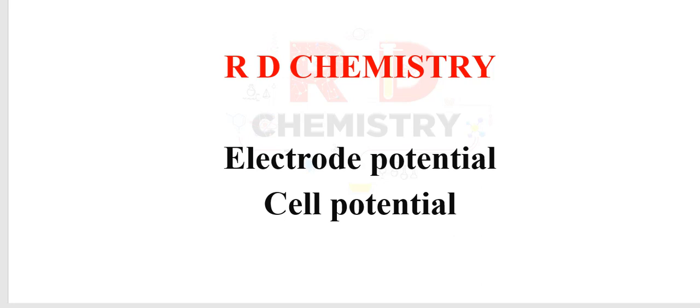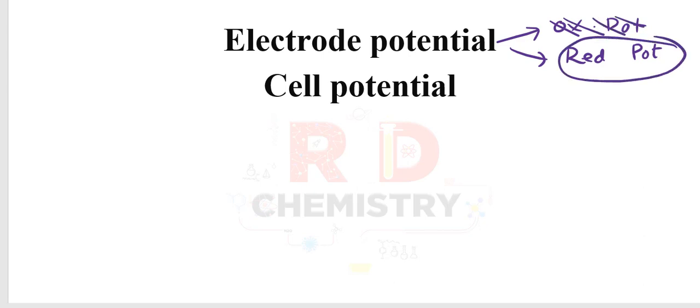In this video, I will take the concept of electrode potential and cell potential. Electrode potential can be either in terms of oxidation potential or in terms of reduction potential. So we'll be fixing to one of the standards. Let us study all the electrode potentials in terms of the reduction potential, or in terms of SRP values. SRP stands for standard reduction potential.